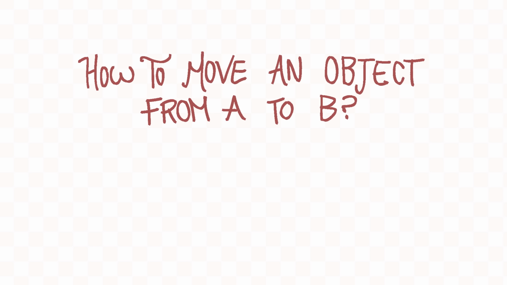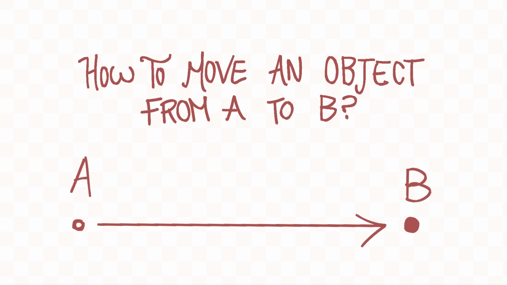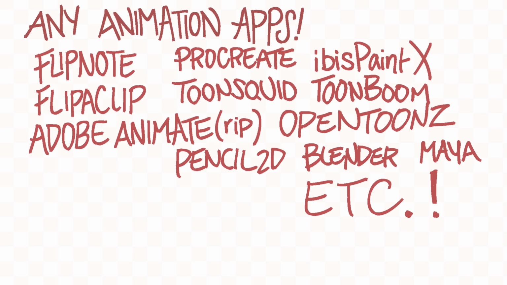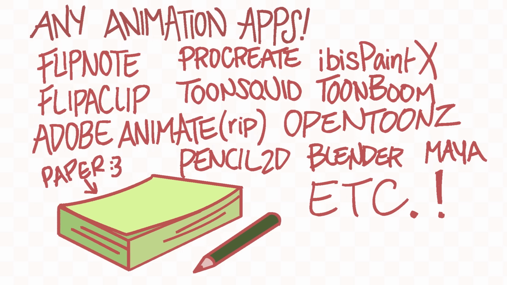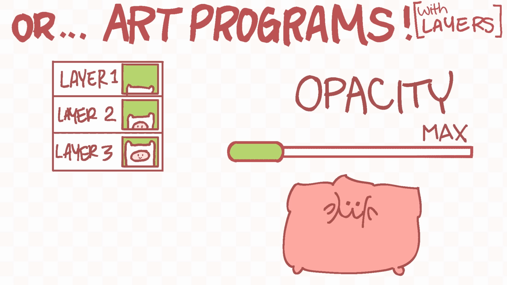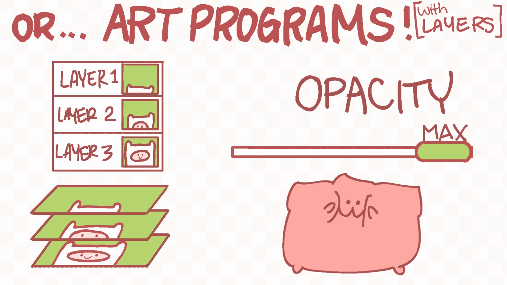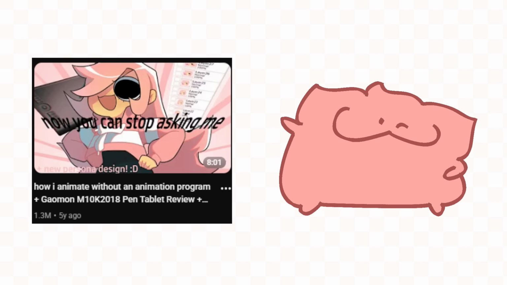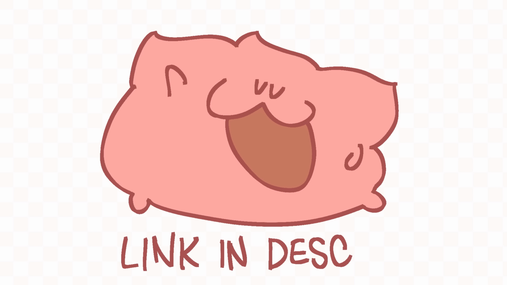How to move an object from point A to point B. I encourage all of you to whip out your animation applications or maybe even a stack of sticky note papers. If you have just an art program, you can use the layers and opacity slider to make your frames layer by layer. You can watch this video in case you want to know how I do that. Link is in the description.